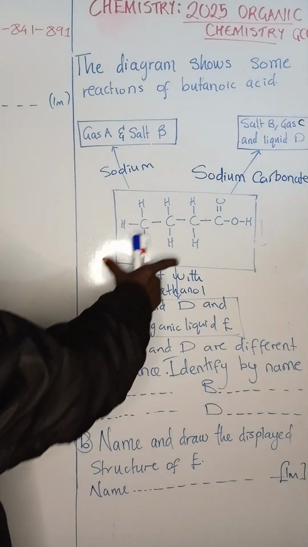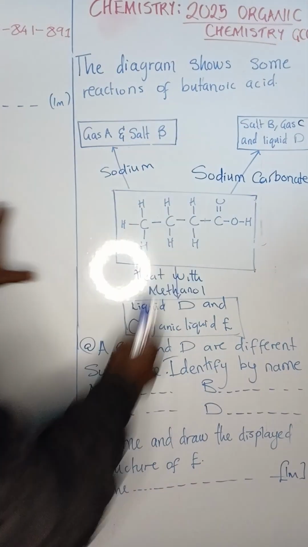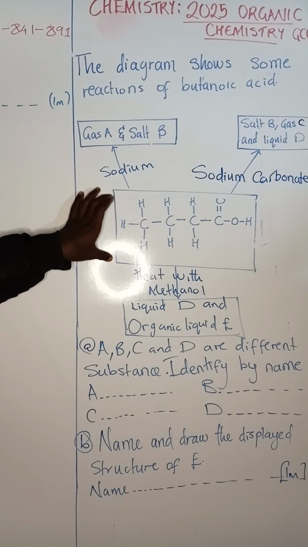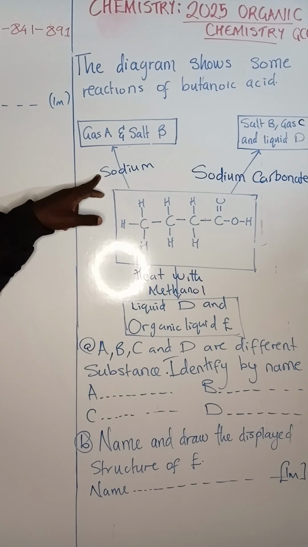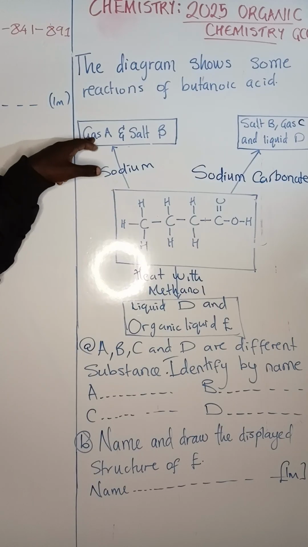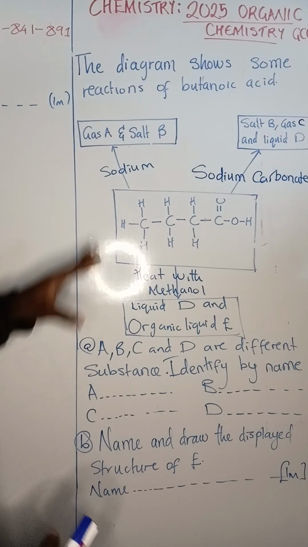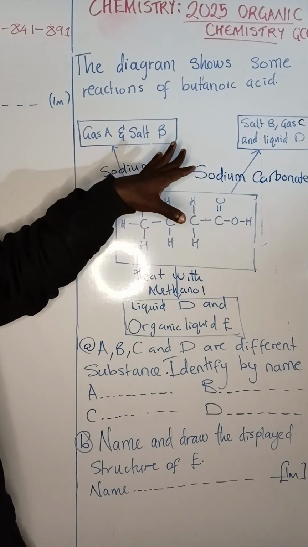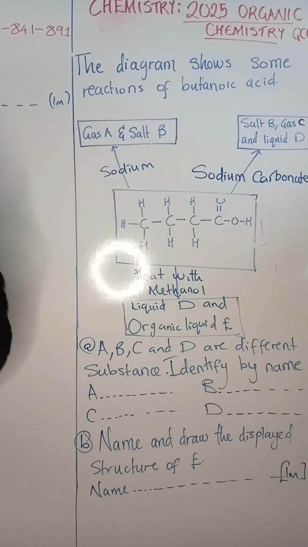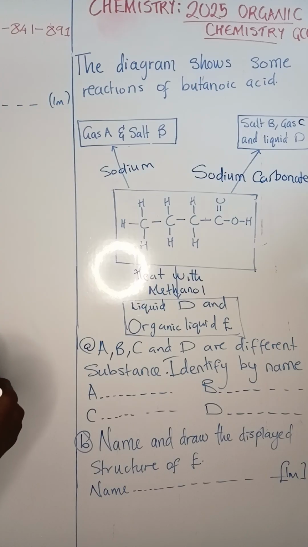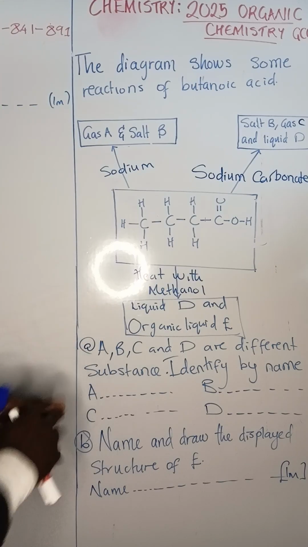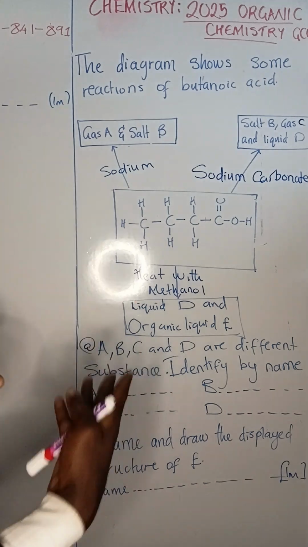So when this acid, which is the butanoic acid, reacts with sodium, a metal, it produces a gas and also a salt. Then again, when this acid reacts with a carbonate, it produces a salt, a gas, and also a liquid. That liquid is water. Under acids, bases and salts, we mentioned that every metal reacting with an acid produces a gas and a salt.